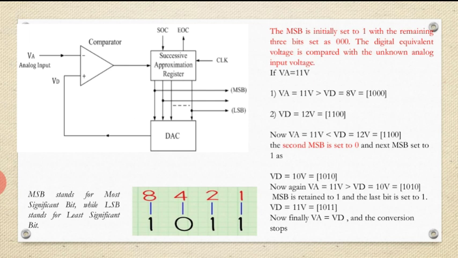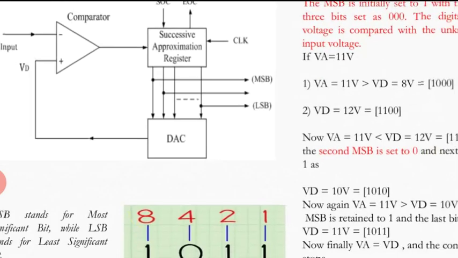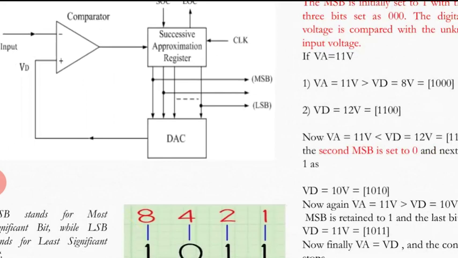Next, the output will be given to the DAC. In between there will be an MSB and an LSB. MSB stands for most significant bit, while LSB stands for least significant bit. I repeat: on the left hand side MSB is there, on the right hand side LSB is there. The MSB and LSB are the digital bits given to the DAC. The DAC does the digital to analog conversion, and its output is given as input to the comparator, VD.